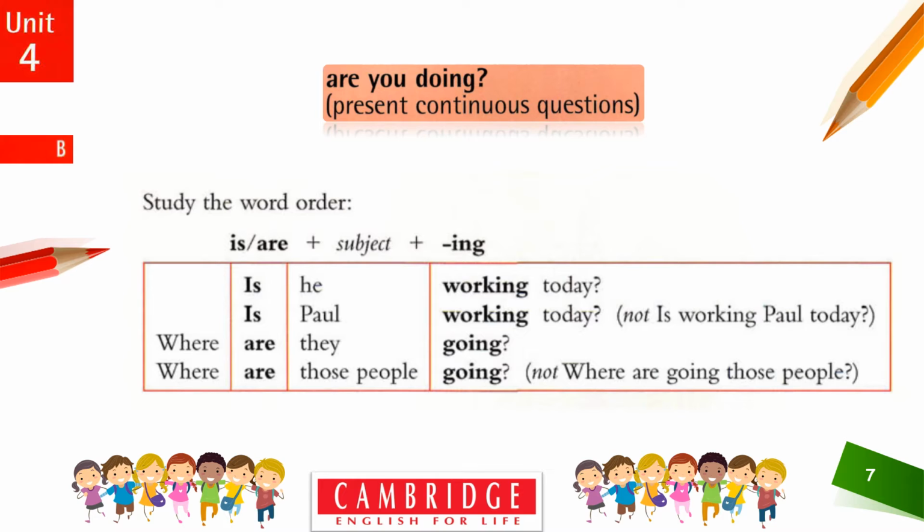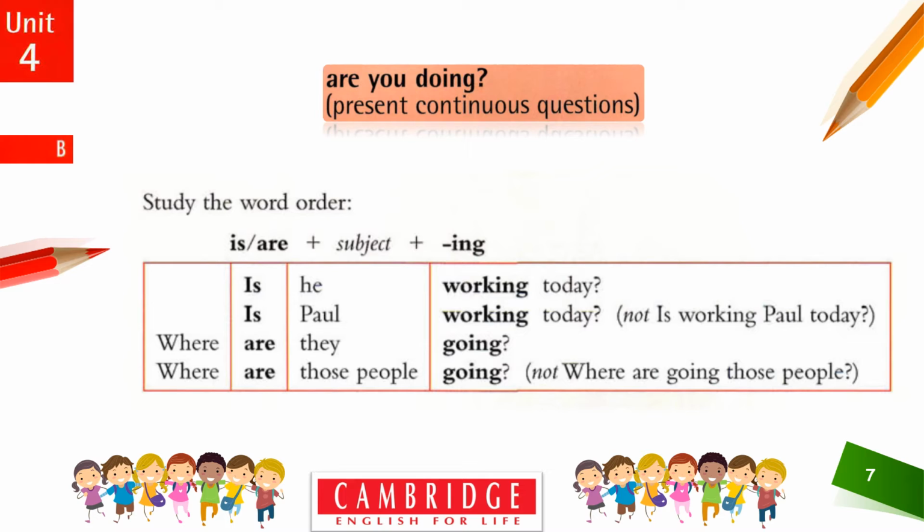Now here we learn to study the word order. As I told you previously, first we write the auxiliary verb, or we can say helping verb, plus subject. Subject can be a pronoun, a name of a person, plus ing, that is present participle, verb plus ing. Here you can see, is he walking today? Is Paul walking today? Where are they going? Where are those people going?